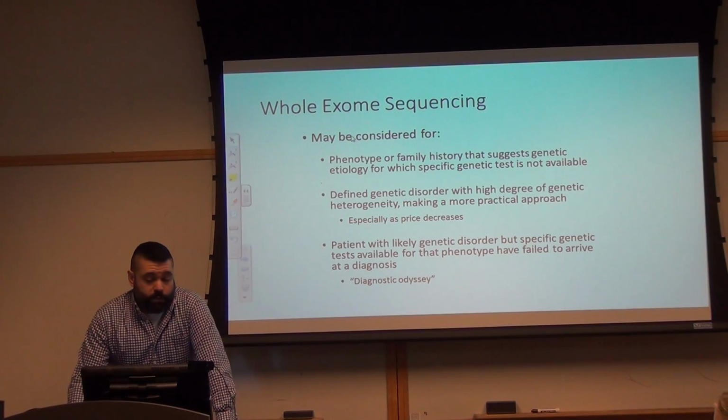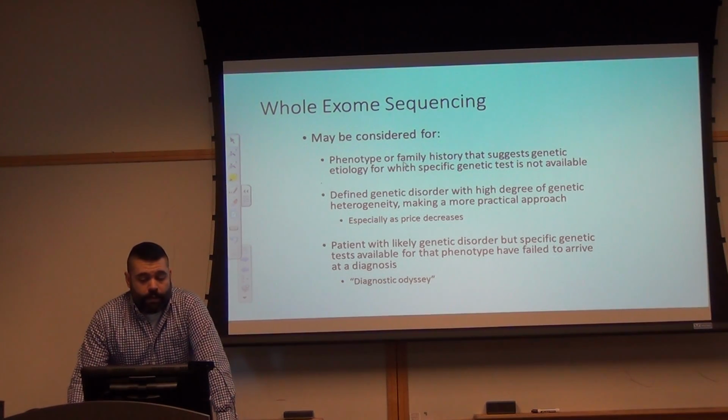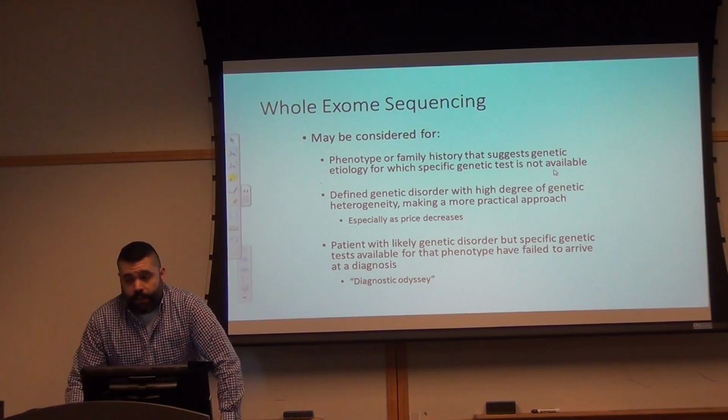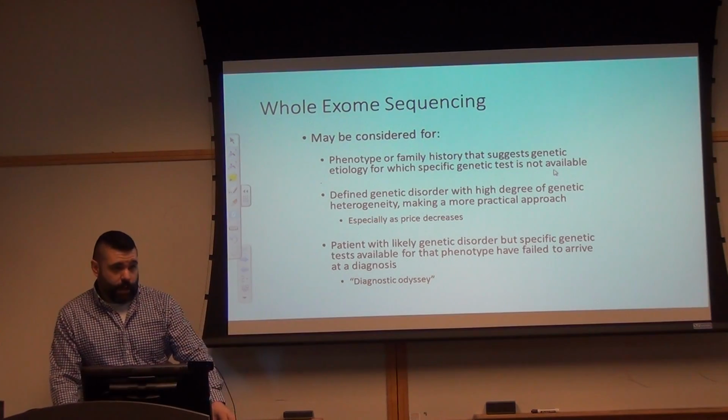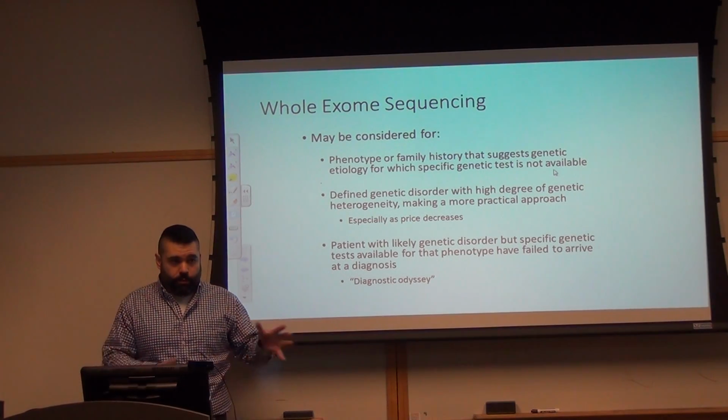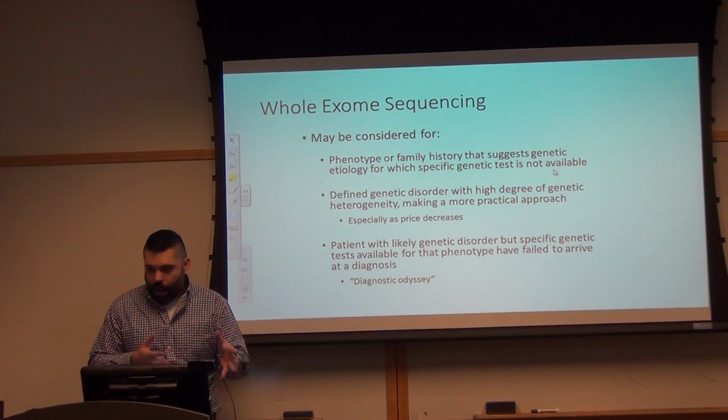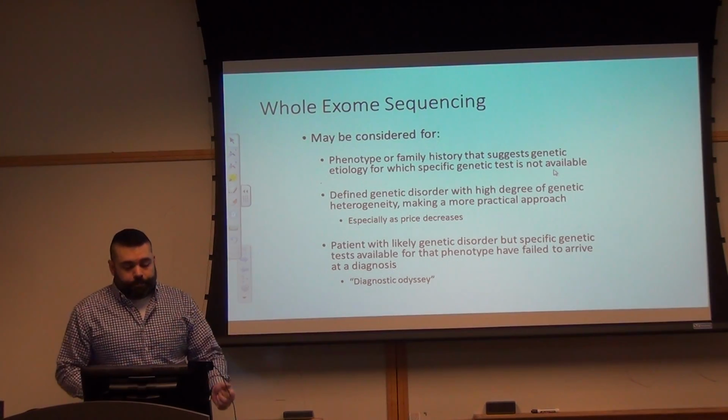I told you it's not a first-line test. So in a phenotype or a family where the history suggests a genetic etiology but a specific genetic test is not available, that would be a first-line test. If you can't find anything else, you could do an exome. It's really rare that you wouldn't try something.